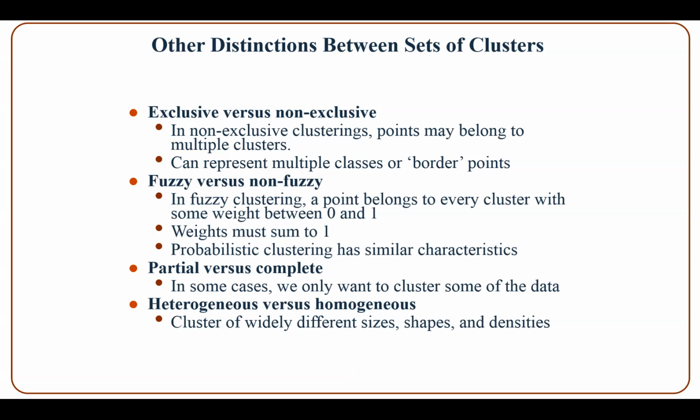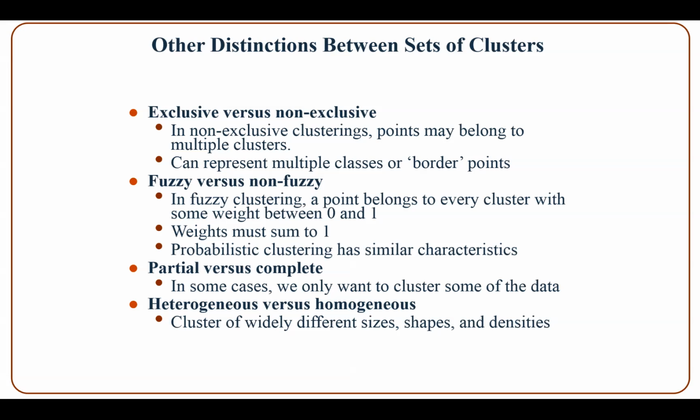Fuzzy versus non-fuzzy. In fuzzy clustering, a point belongs to every cluster with some weight between 0 and 1, and the sum of all the weights must be equal to 1. Similarly, probabilistic clustering techniques compute the probability with which each point belongs to each cluster, and these probabilities must also sum to 1. Partial versus complete: in some cases we only want to cluster some of the data.